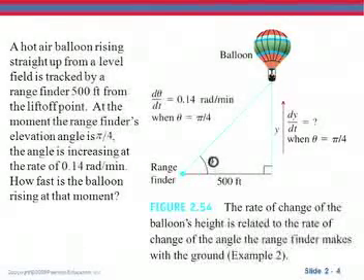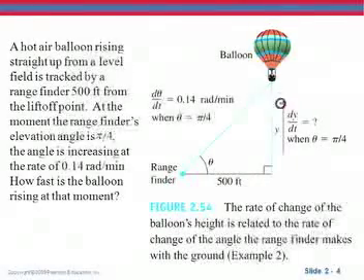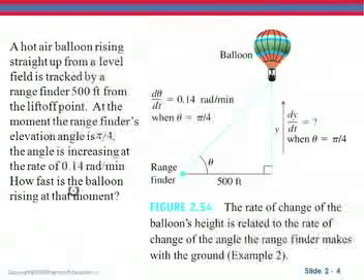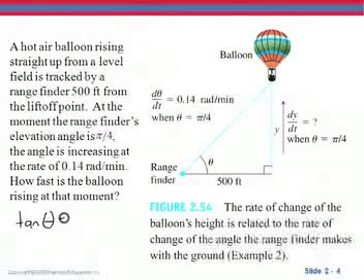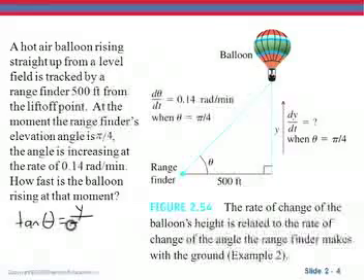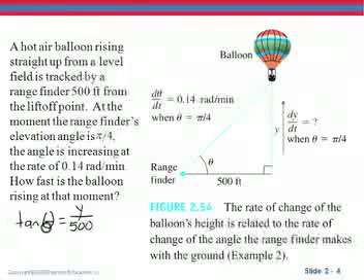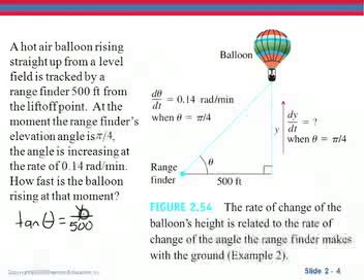So we have information about the angle. We know this side of our triangle, and we want to find information about this side of our triangle. So we have to look at what relates this angle to those two sides. If we look at that, we have an angle, its opposite, and its adjacent. So we will use tangent. So we have the tangent of theta is y divided by 500. Now that relates the information that we know. We know the change in theta, and we want to find the change in y.